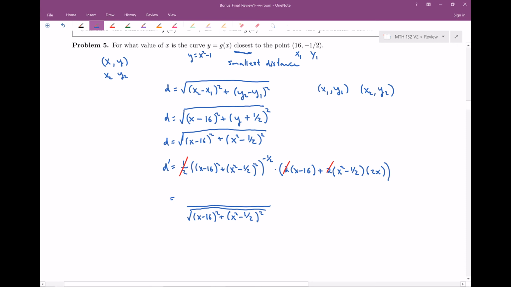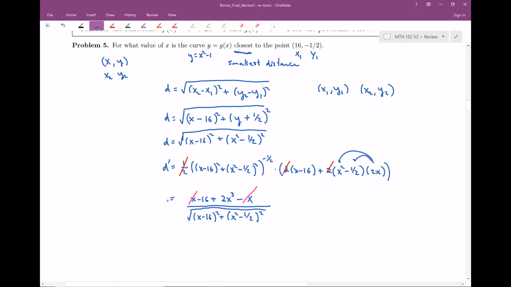Okay, what's left in the numerator? Let's go ahead and simplify this down a little bit. Let's see, I'd have an x minus 16, and then plus, and let's see, I have 2x, and I have to distribute this to each term. So 2x times x squared is going to be 2x cubed, and then 2x times minus 1/2 is going to be negative x. And actually there's a little bit more cancellation then, right? Because we have a positive x and we have a negative x. So those are going to perfectly cancel out.